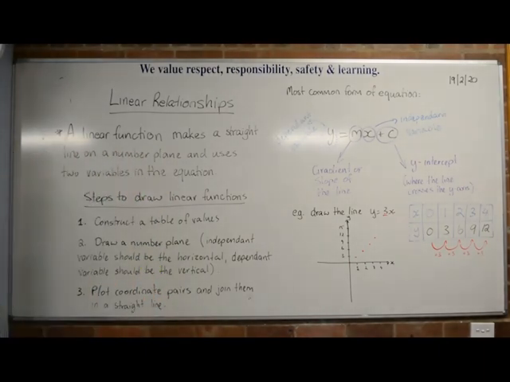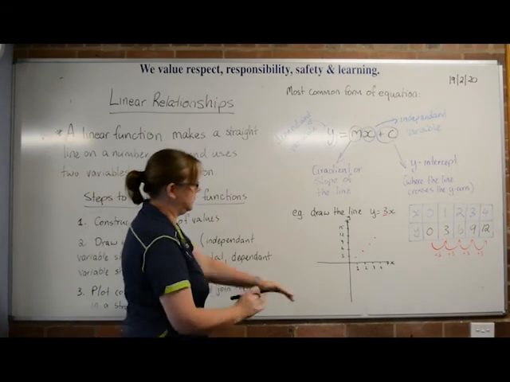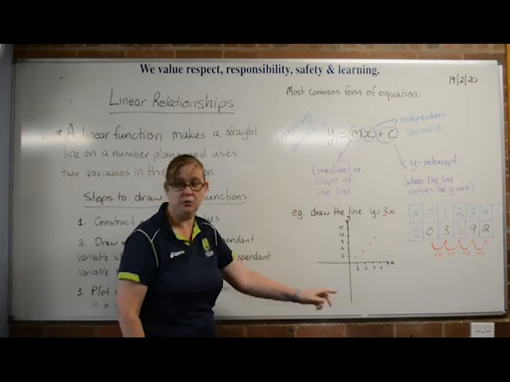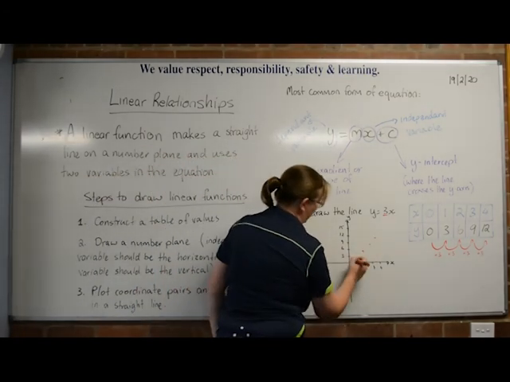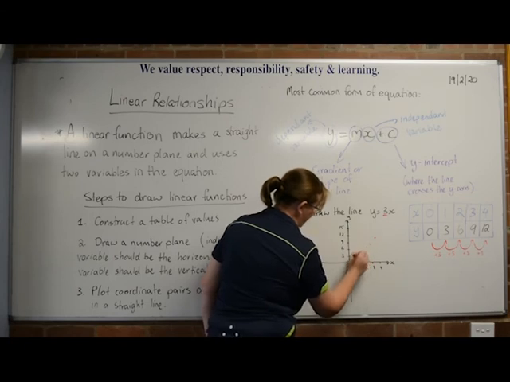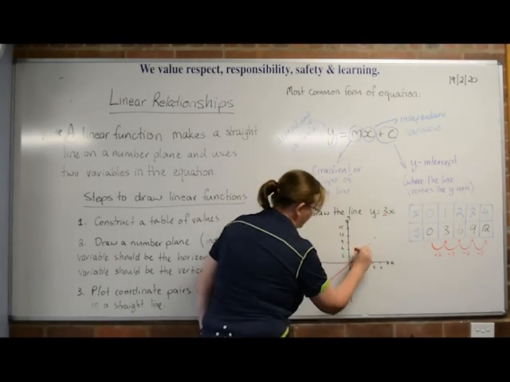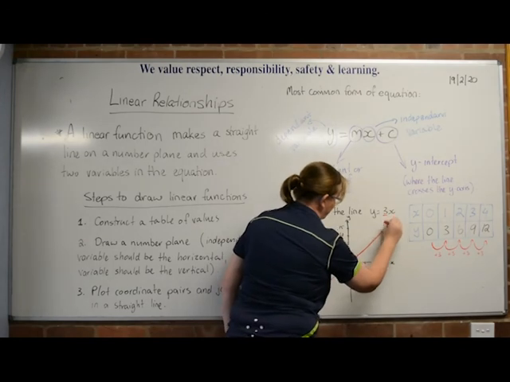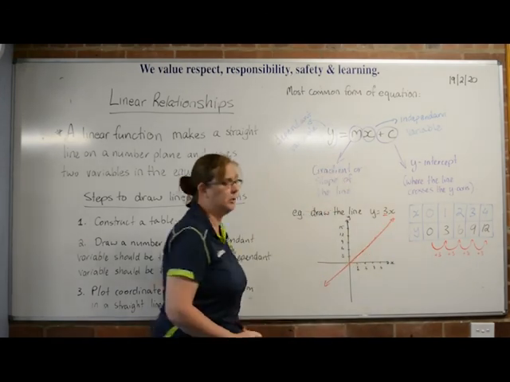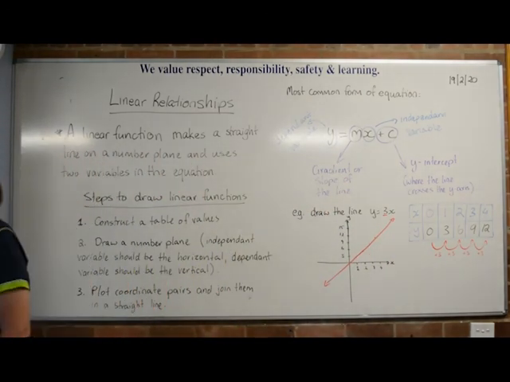Alright, now if you've drawn everything up nice and straight, you've got your scales the same, so your x scale is all the same, your y scale is all the same, you should get a nice straight line. So again, use a ruler. Not like me on the board, use a ruler in your books.